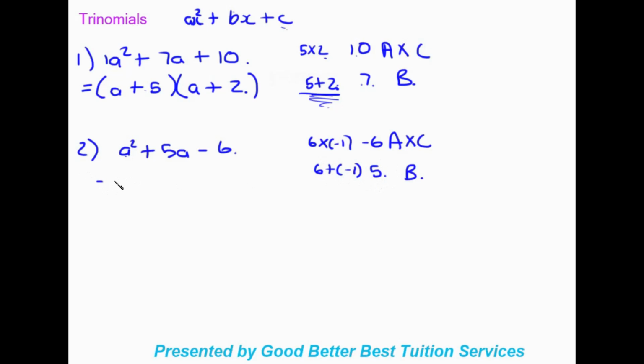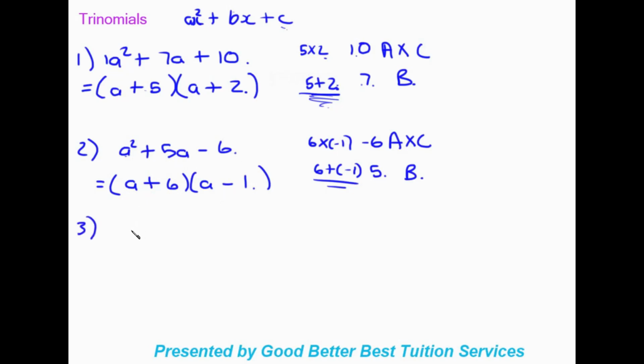So once again, we can come over to our final step here. We say a and a. And then we bring our terms over from this over here. We have a positive 6 and a negative 1. So we say plus 6 and minus 1. And just like that, we've fully factorized this expression as well.